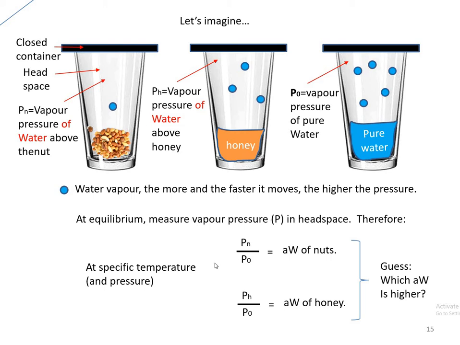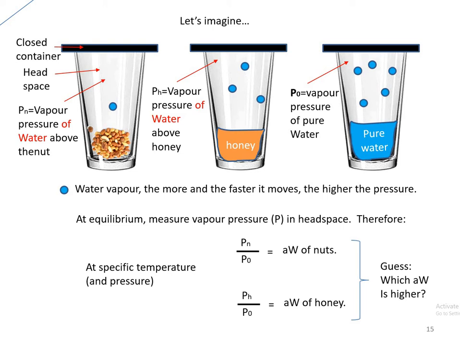So we can just do this calculation. The vapor pressure above the nuts, divided by the vapor pressure of pure water, this one, you will get the AW, the water activity. Same thing with the honey, P divided by P naught equals AW of honey. So logically, which one between the AW of honey or AW of nuts do you think has a higher value of AW? Well, the clue is in the number of blue dots. Definitely honey has higher AW.